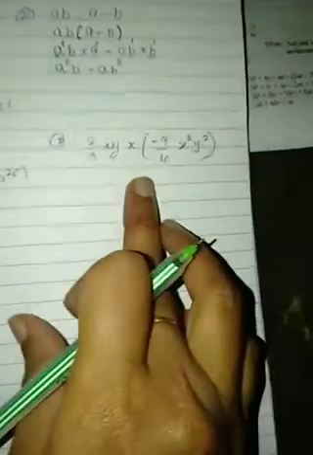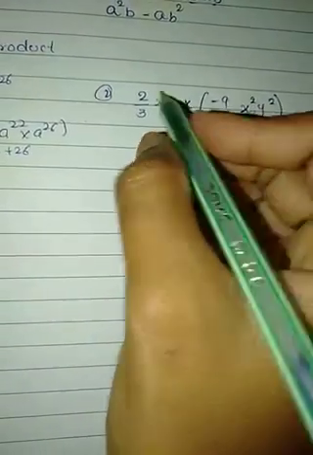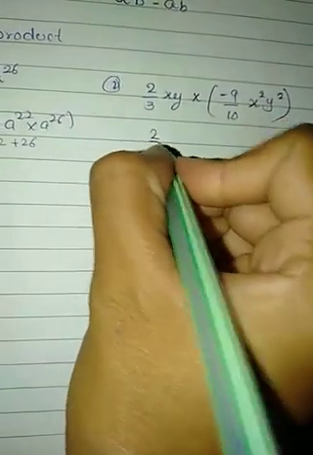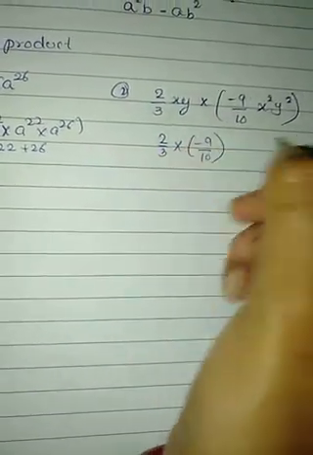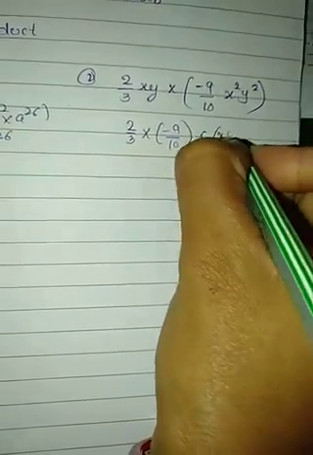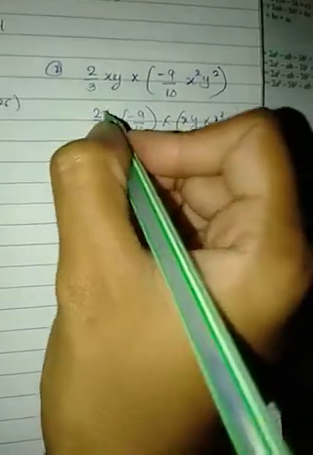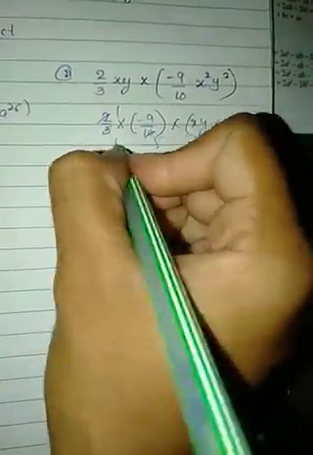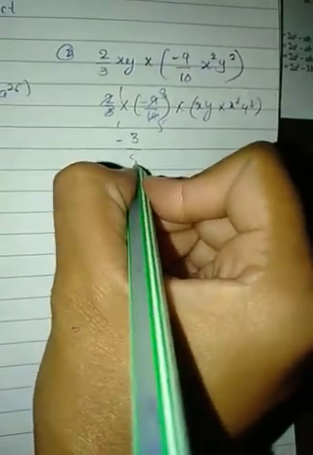See the second problem. Here xy and x square into y square. First write the numbers, 2 by 3 into minus 9 by 10. First we have to multiply this one. Now we have to multiply xy into x square, y square. So here 2 1s are 2, 5s are, 3 1s are 3, 3 3s are. So we get minus 3 by 5.